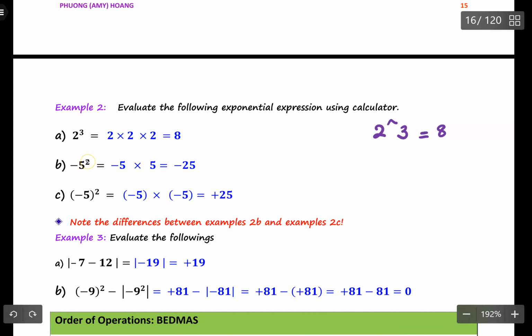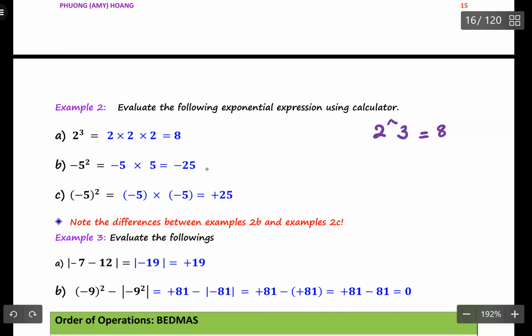So this number 2, which is the exponent, is only for number 5. It's not for this negative sign in front of it. Right? So remember that. So this 2 is only the exponent for the 5. Therefore, I can only repeat the 5 2 times, but I cannot repeat the negative sign. So in this case, what I have to do is leave that negative 5 and I multiply just 5. So in this case, I should have negative 25.